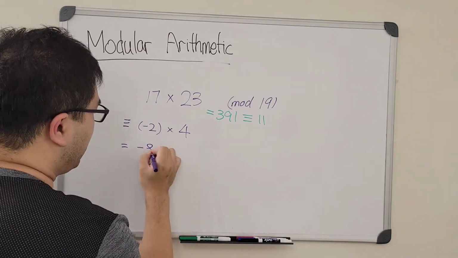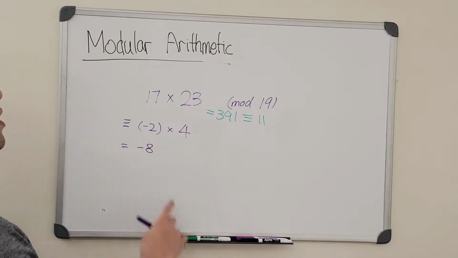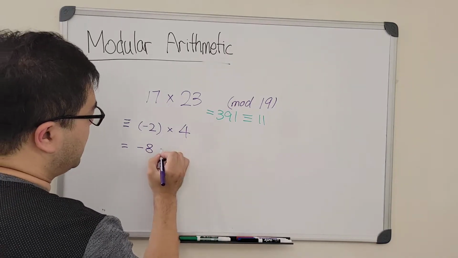We have negative 2 times 4, which is negative 8. And once again, when we get to our answer of the remainder, we want it to be between 0 and the modulus, not modulus minus 1 actually. So since we have negative 8, which is not inside the range, we just need to add it back. So in this case, we'll add 19 and that gives us 11.